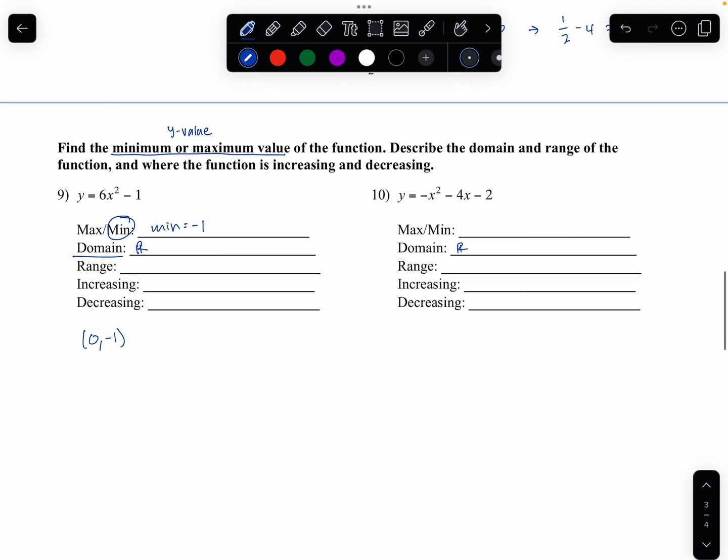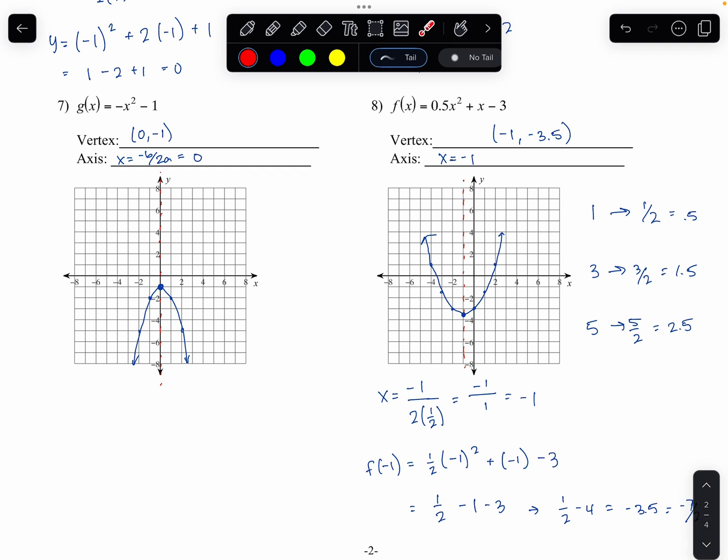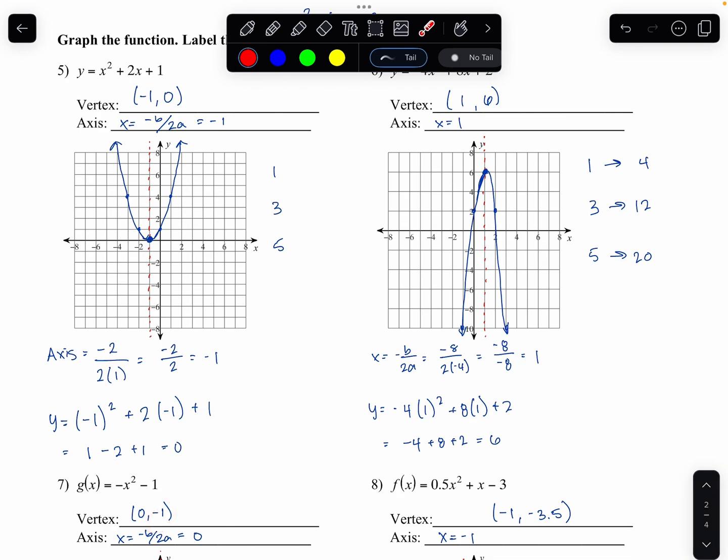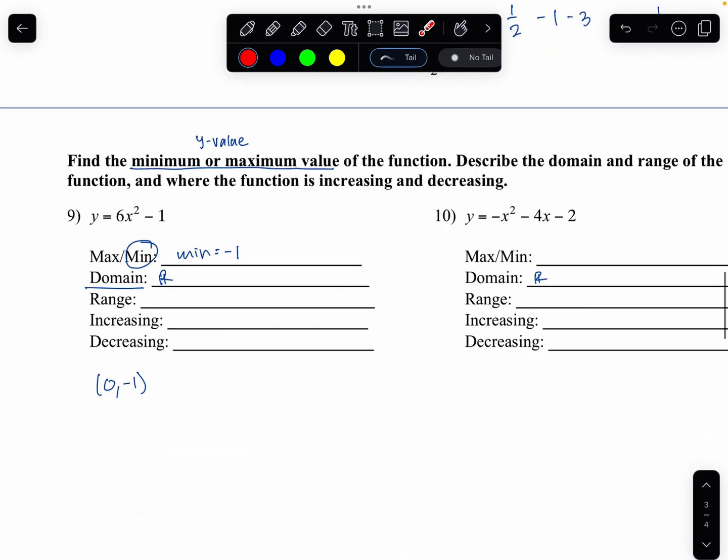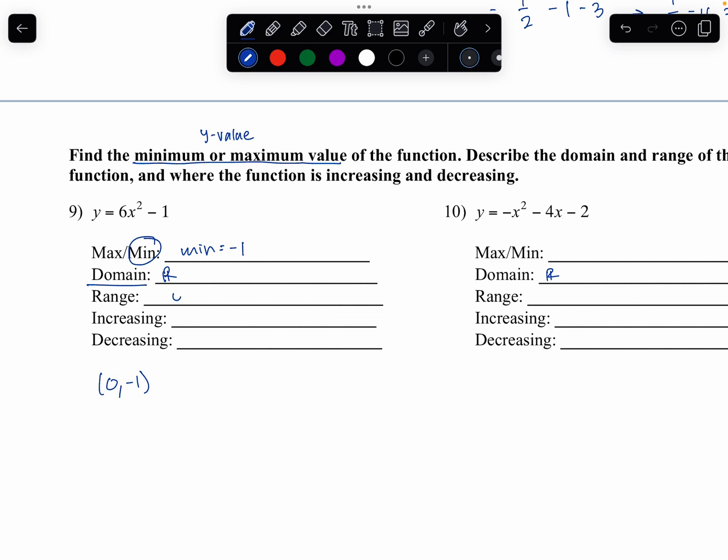Okay, now the range. So the range is not going to be all real numbers for a quadratic, but we do know the minimum value. So like right here, the minimum value of this function was -3.5. And if that's the minimum, then the y values of this function will be everything greater than that. For this one, this is the maximum. So all y values of this function are going to be less than -1. The y values of this function are going to be all values greater than 0. The y values of this function are going to be all values less than 6. So it all just depends on if it's a minimum or a maximum. So the range here will be y is going to be greater than or equal to -1. This is the minimum y value, so the y values of this function are going to include this and everything greater than it. Okay?